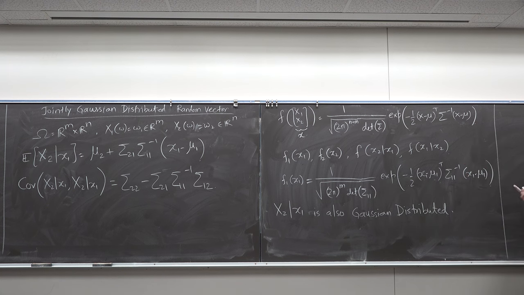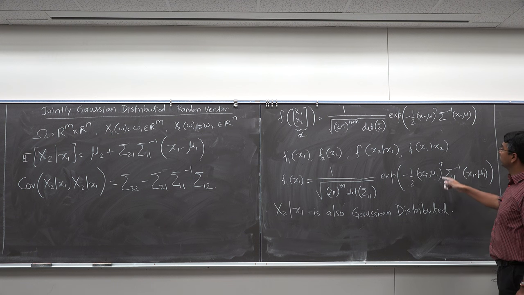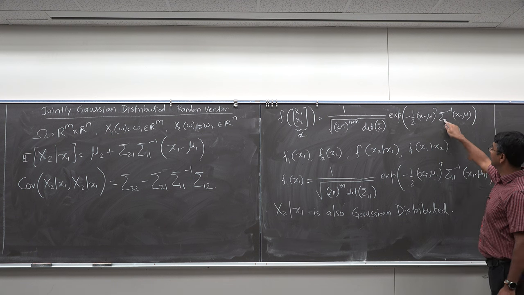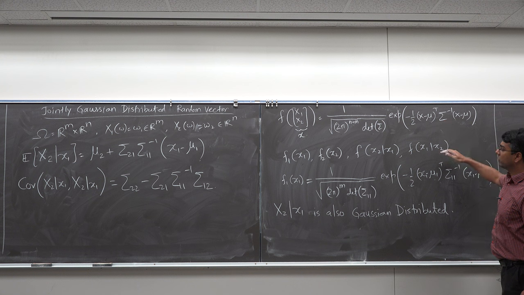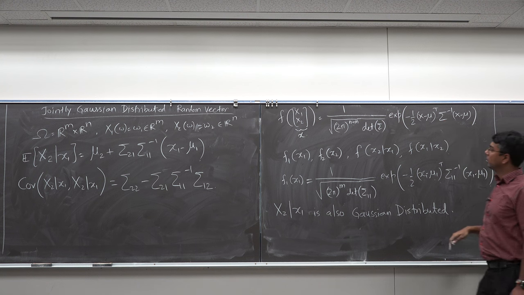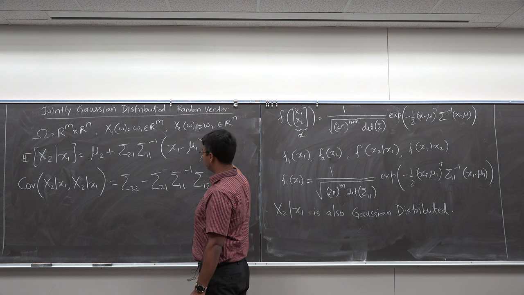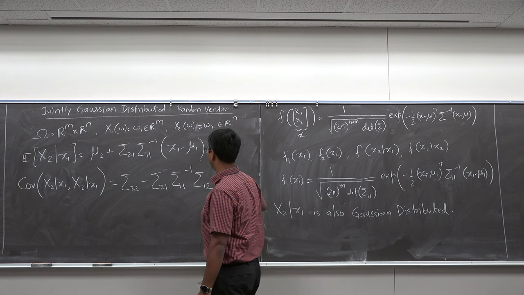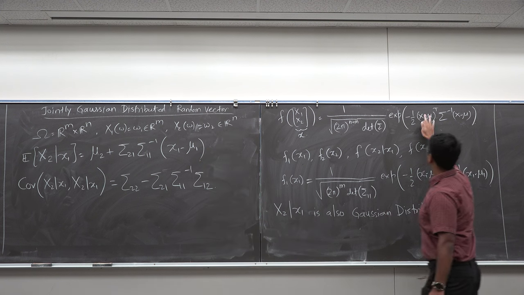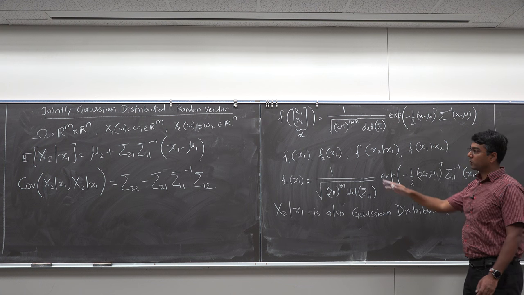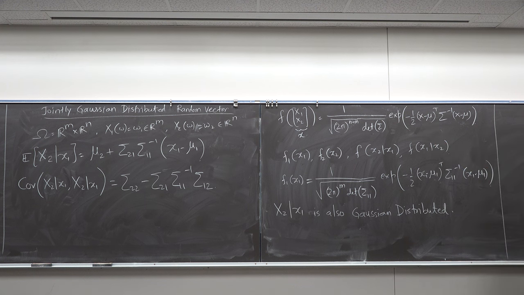Now, what is going to be the mean and what is going to be the covariance of that conditional distribution? Remember, the mean appears here, the covariance appears here. If you do that division, what you will notice is that this is the mean that appears and this is the covariance that would appear in this particular region, and that's what gives you the expected value as well as the covariance of the conditional distribution.